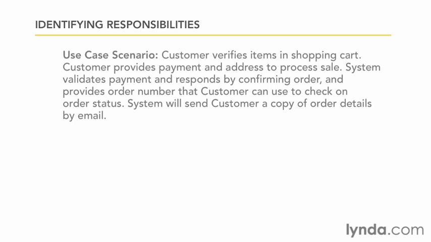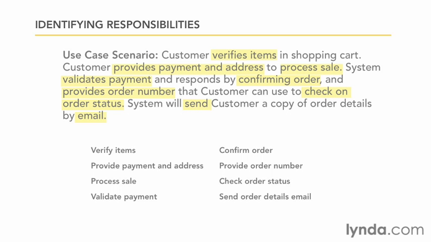Just as we started off by looking at the nouns in our written description to figure out our potential objects, we can go back to the use case or user story and look for verbs and verb phrases to pick out our first responsibilities. So in this case, we'd have things like customer verifies items, provides payment and address, process sale, validate payment, confirm order, provide order number, check order status, and send order details email.